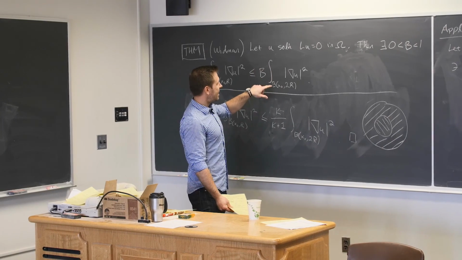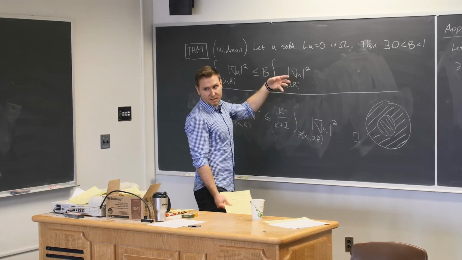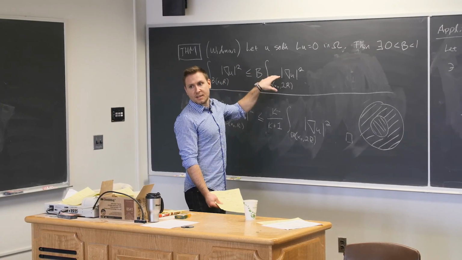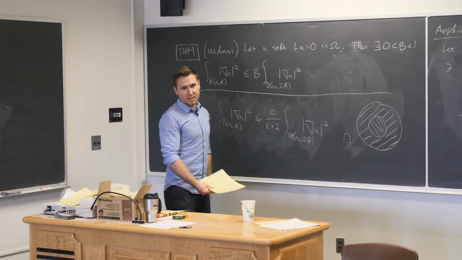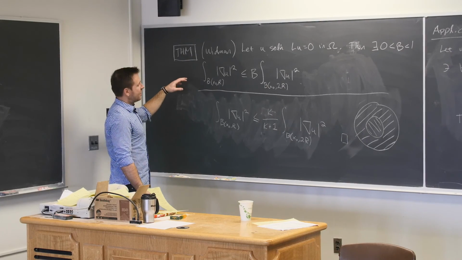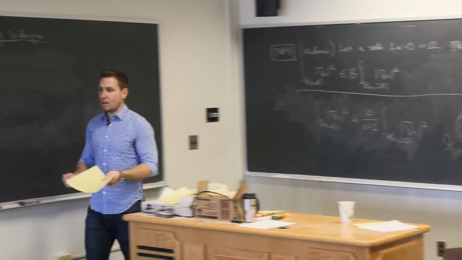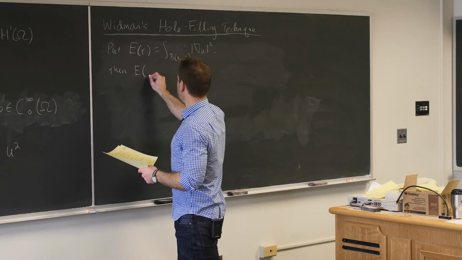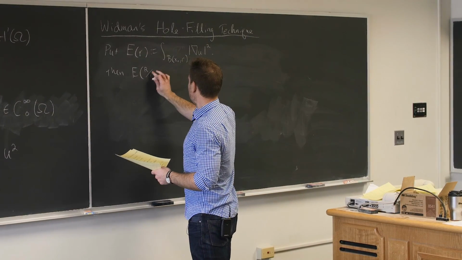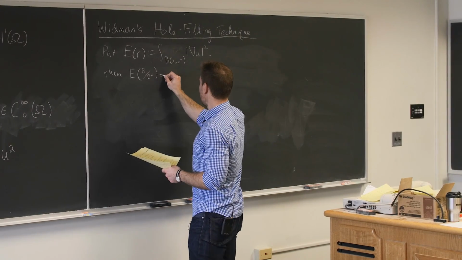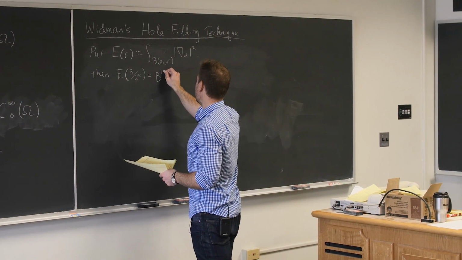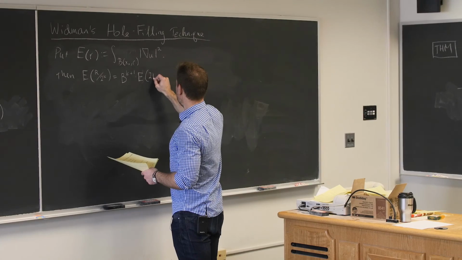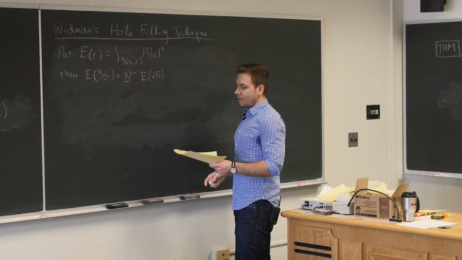And then we could have applied it again, assuming that the ball of radius 2R is still inside omega, to this side, and then got this again, and then you would have had B squared times the energy over the ball of radius 2R. And so you can keep doing that, right? You can start out at radius R over 2 to the K, and you're going to end up getting this. If you start with R over 2 to the K, then that's going to be K plus 1, E of 2R, right?